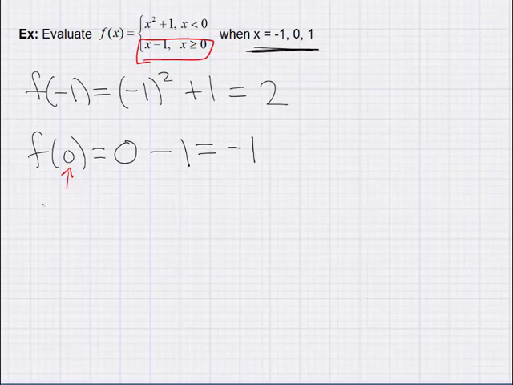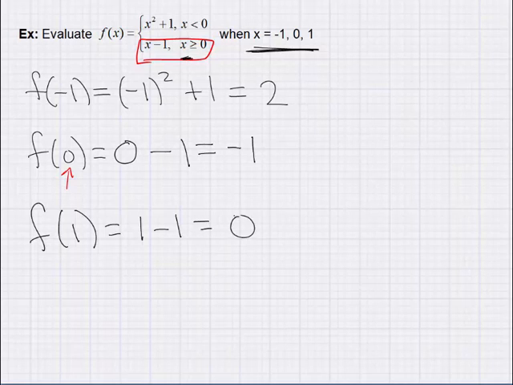Let's do one more. So if we do f of 1. f of 1, well, 1 is greater than 0. So I'm going to use the same exact function again, because this function is for x greater than or equal to 0. So that should be 1 minus 1 equals 0.